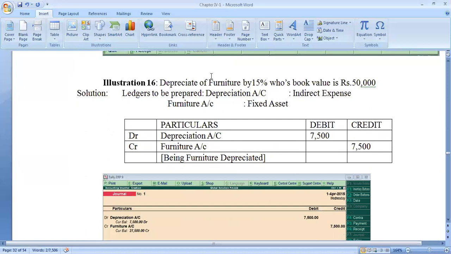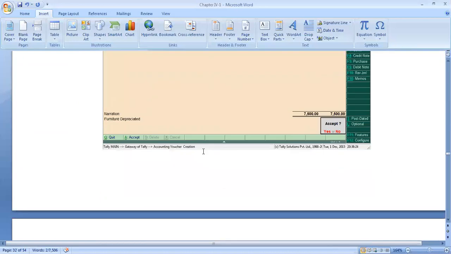Now, depreciation. So appreciation will be the credit, so depreciation will be the debit. So debit depreciation, credit will be the furniture.